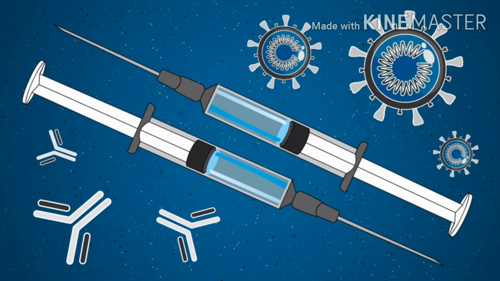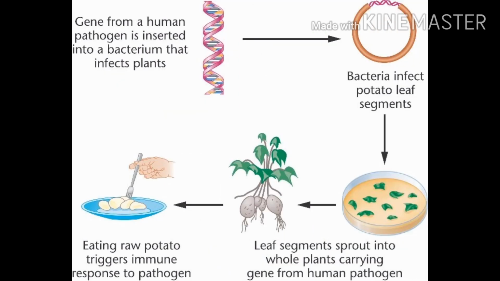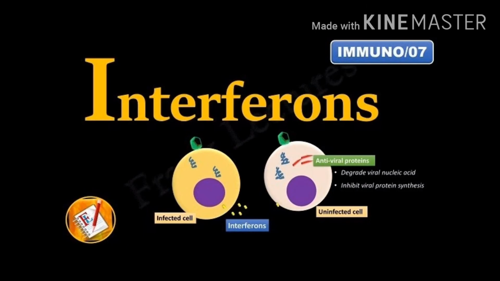Now, let us learn about the term edible vaccine, whose work is now in progress. Potatoes are being produced with the help of biotechnology, which are called transgenic potato. This potato will act against bacteria like Vibrio cholerae, E. coli. Consumption of such transgenic potato gives immunity against diseases like cholera and the diseases which are caused due to E. coli. Now, let us learn about interferon.